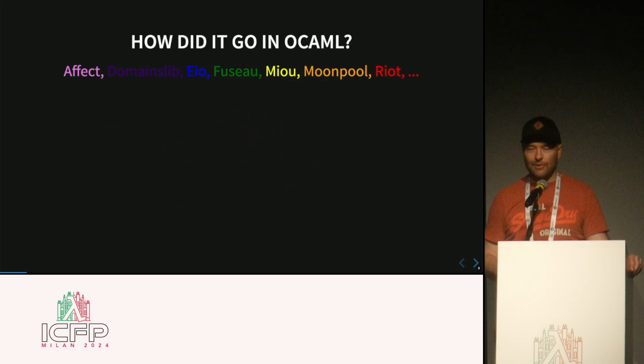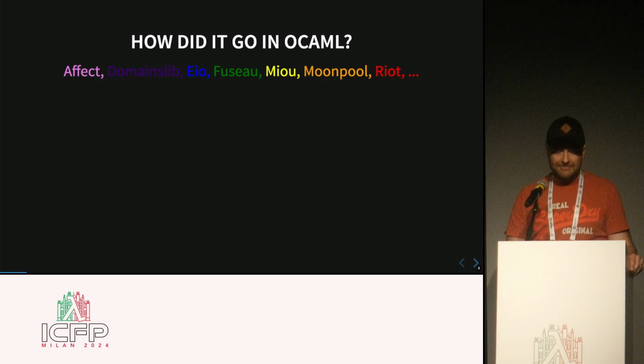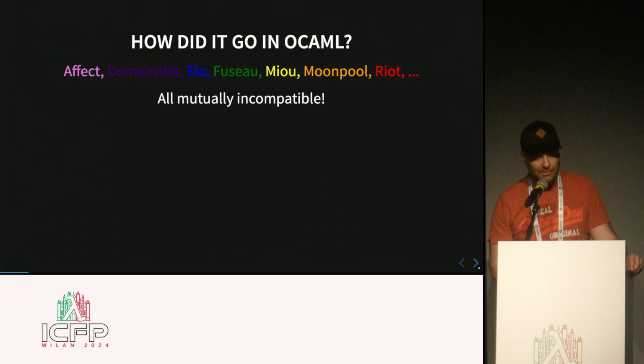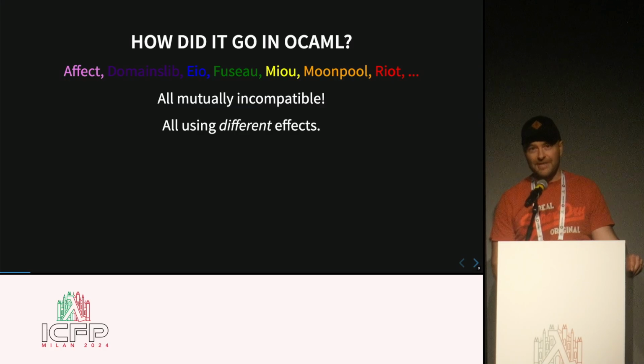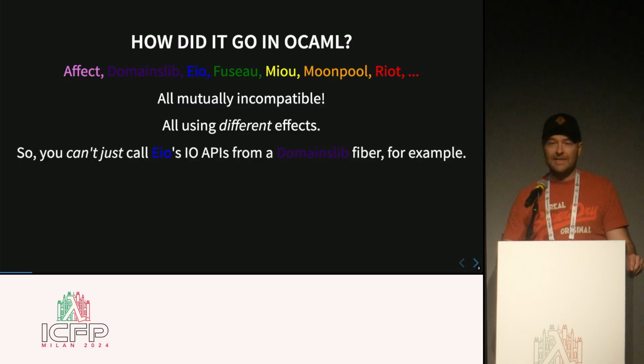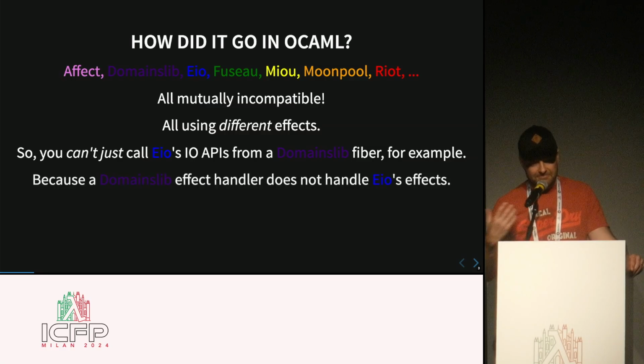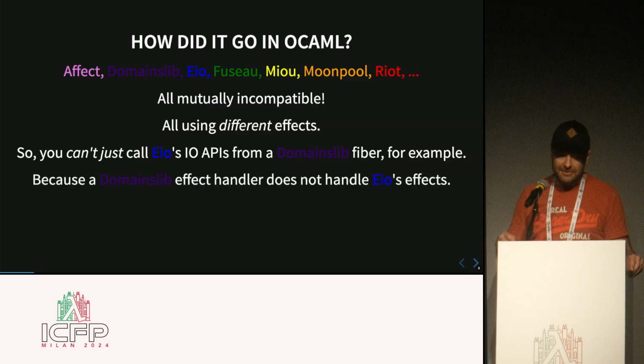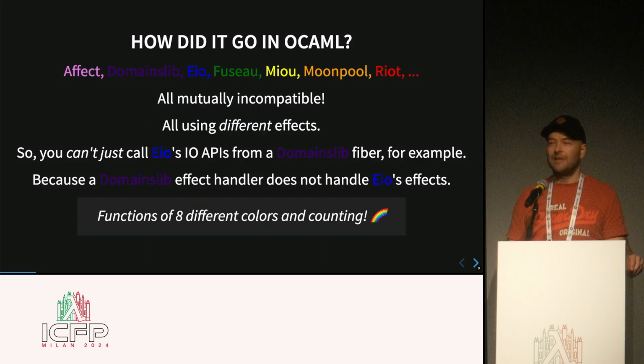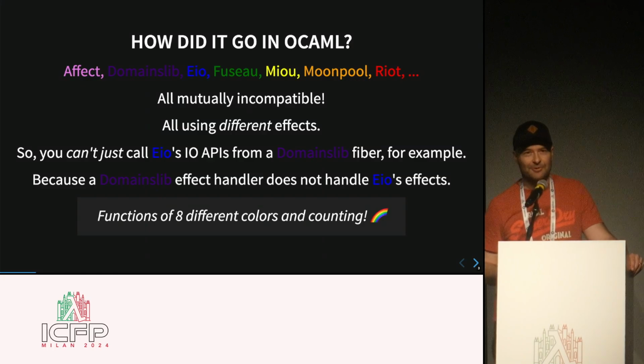Well, now we have all of these schedulers and more. I think we'll probably hear about 2 more today, who knows. And they are all mutually incompatible. So they all use different effects. And this means that, for instance, you cannot call EIO's IO APIs from a Domainslib fiber, for example. That's because a Domainslib effect handler does not handle the EIO effects. So now we have functions of 8 different colors and counting. So it doesn't look good so far.